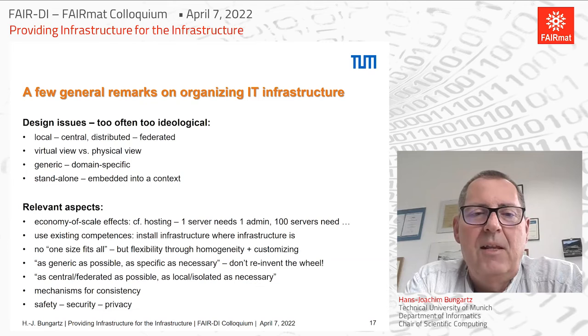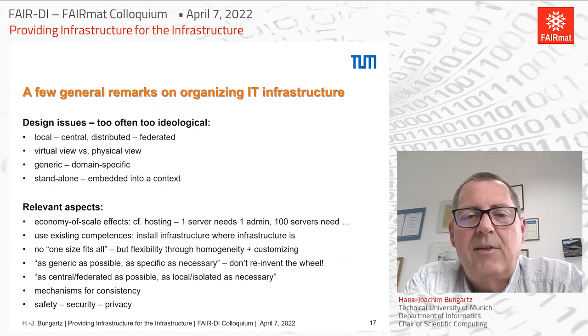And the second statement, as central, as federated as possible, and as local, as isolated as necessary, again. So this economy of scale argument is a strong argument towards centralization, but centralization does not always work. So there are definitely cases where you have to do it in another way. And in these cases, please do it in another way.